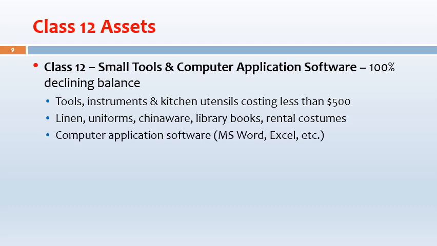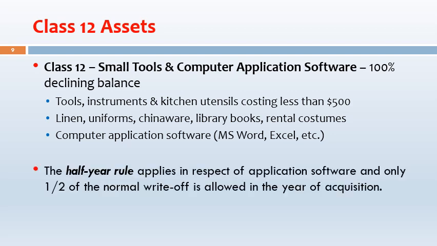Now, computer application software is scoped into this category as well, and application software consists of things that are not system software per se. System software would come with your computer and would be operating software like Windows or something along those lines. Here we're looking at application software, which is Microsoft Word, Excel, etc., things like that. So it's important to distinguish between the two.